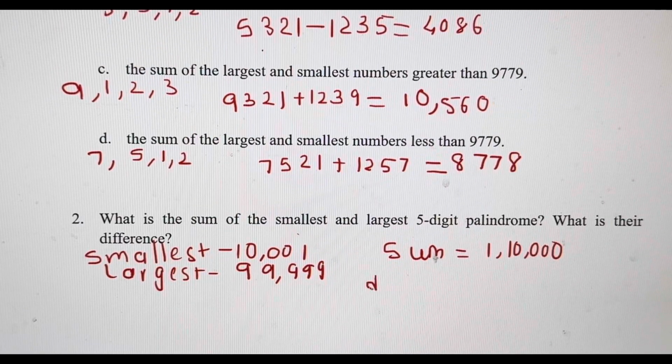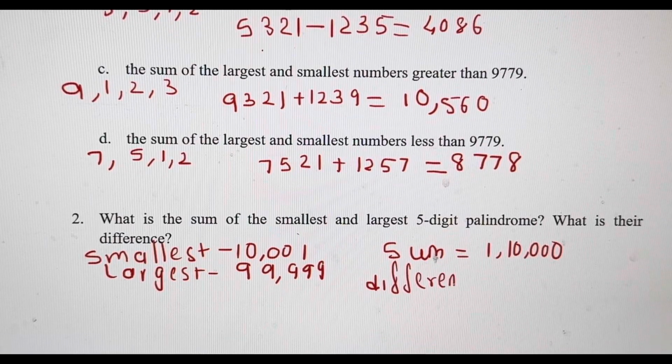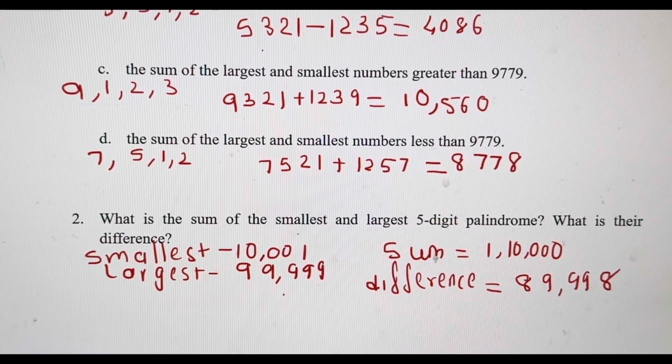Now what is the difference? Difference also you can find out mentally, right? So it would be 89,998. Okay. So you just subtract 1 from here, 1 from here. So you get the difference between the largest and smallest 5-digit palindrome.